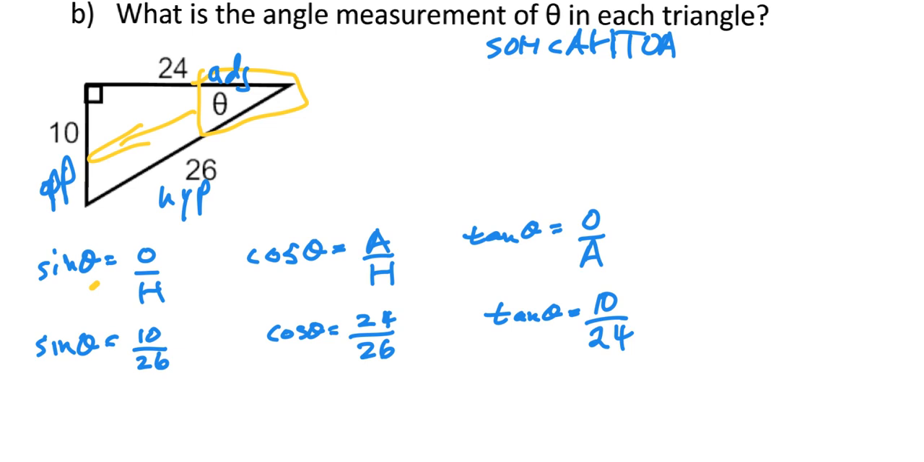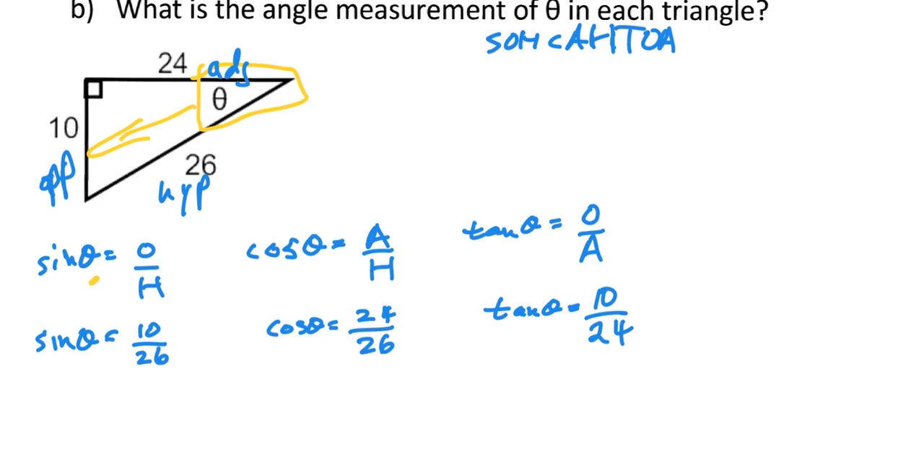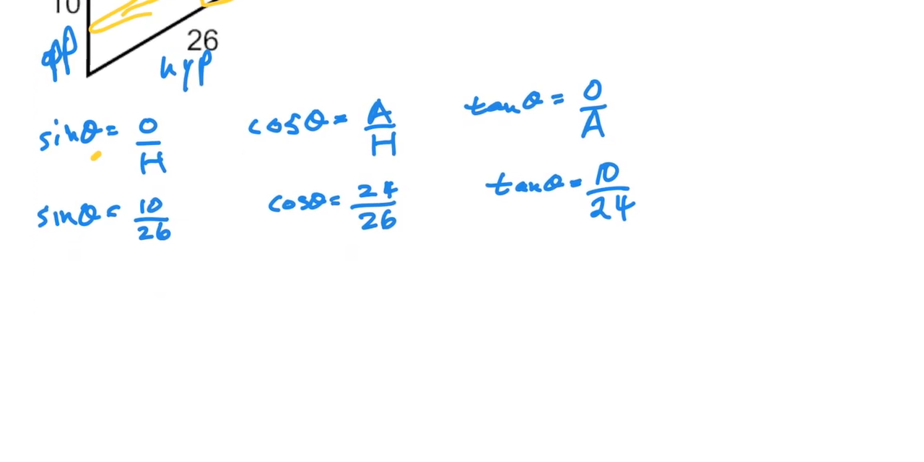Now, looking at each of these ratios, I would be remiss if I didn't tell you, a lot of times math teachers like to have these in lowest terms. It's just good for you when you're doing it. So we take a look at sine theta, and I look at 10 and 26, and both of these can be divided by 2. So we end up with sine of theta is just 5 over 13.